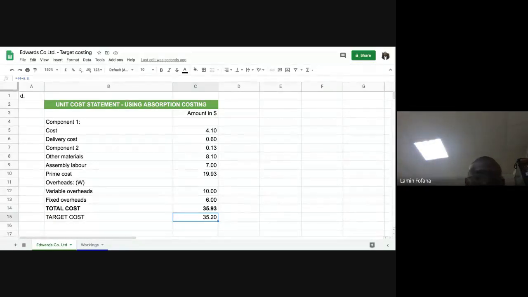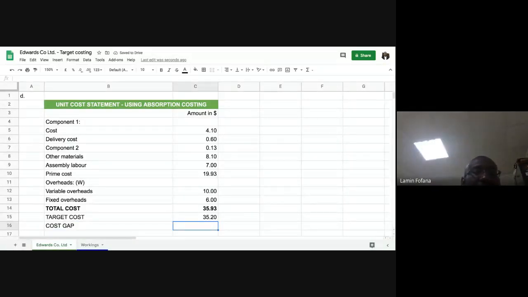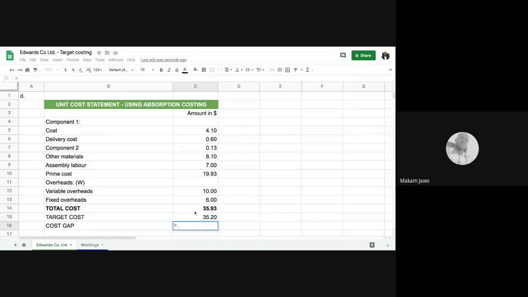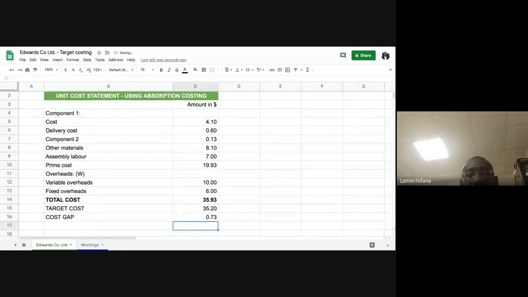So in that case, what is our cost gap? Can someone give me the formula for the cost gap? We know our total unit cost, we know our target cost. What is the formula for our cost gap? Equals C14 minus C15. We enter. Excellent.